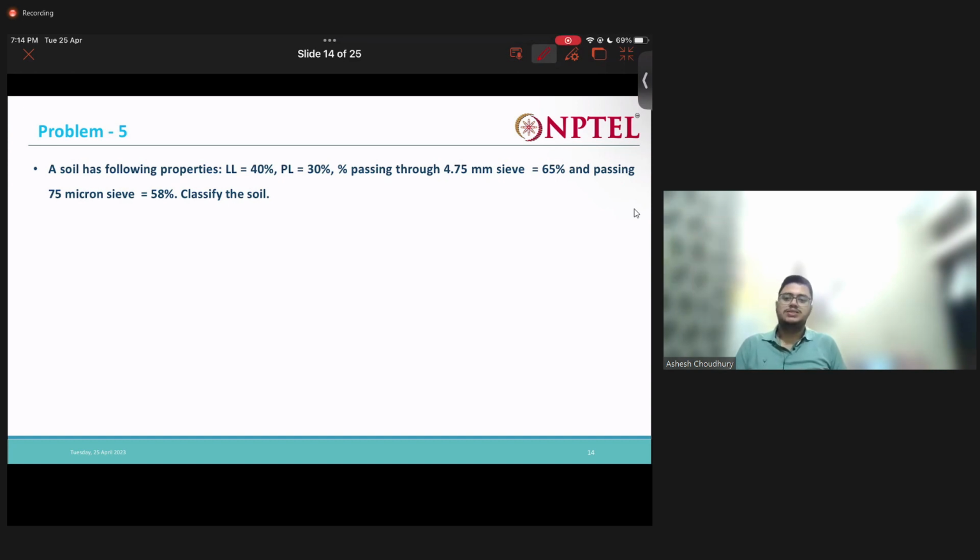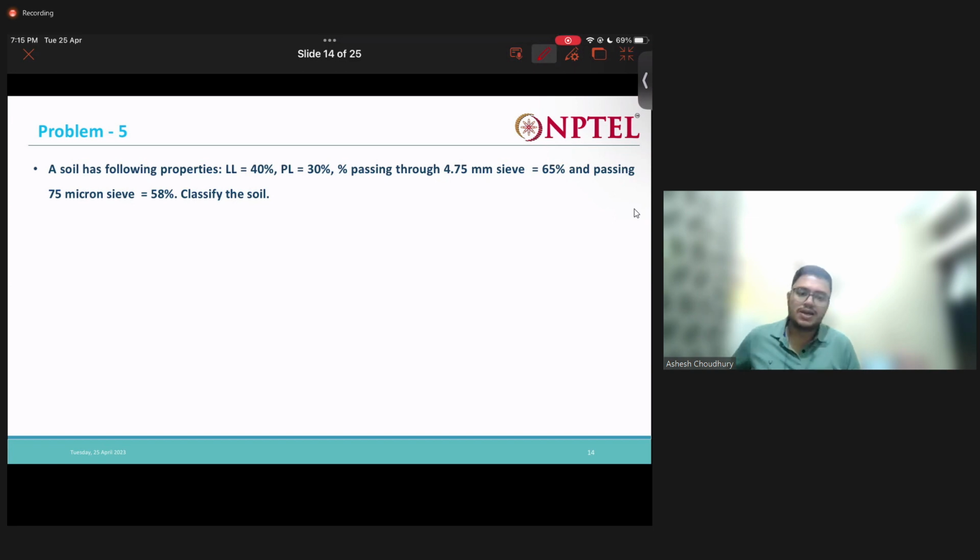So why do we classify soils? Soil classification enables us, at first glance, to identify the probable properties of the soil, and you can also guess about the strength of the soil somewhat, not that much actually, but you can just guess how the soil might behave.